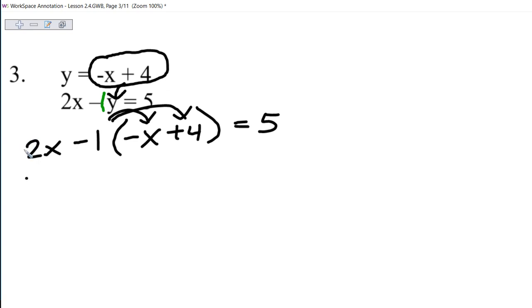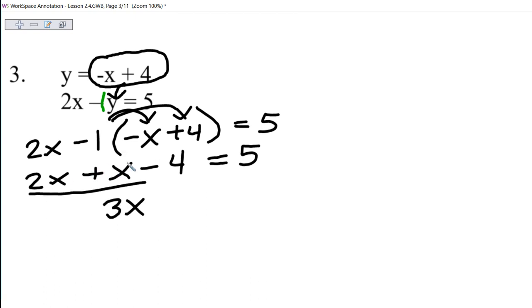So drop down the 2x. A -1 times -x becomes +x. What is -1 times 4? -4 equals 5. Combine your like terms. So with substitution, you'll probably have like terms to combine. That's right, 3x minus 4 equals 5.